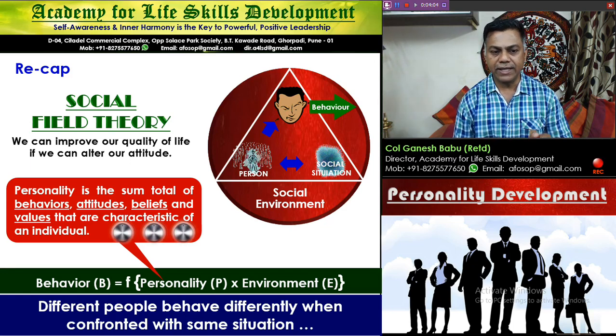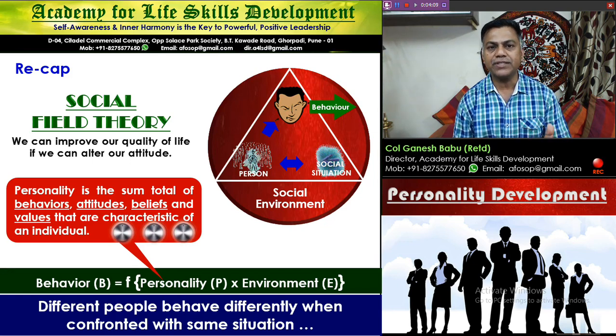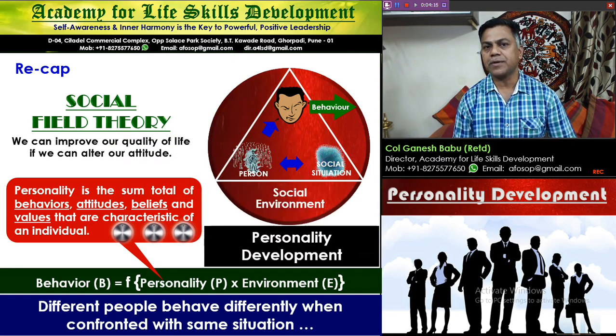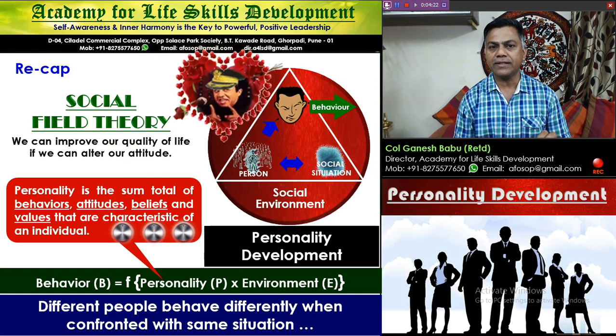It is like these radio knobs. If you change your attitude, your belief system, your value system, your response on the outside will change. That is the domain of personality development, which we are undertaking as part of the AFOSOP Leadership and Personality Development Program. We do not employ rote memory as a learning tool.